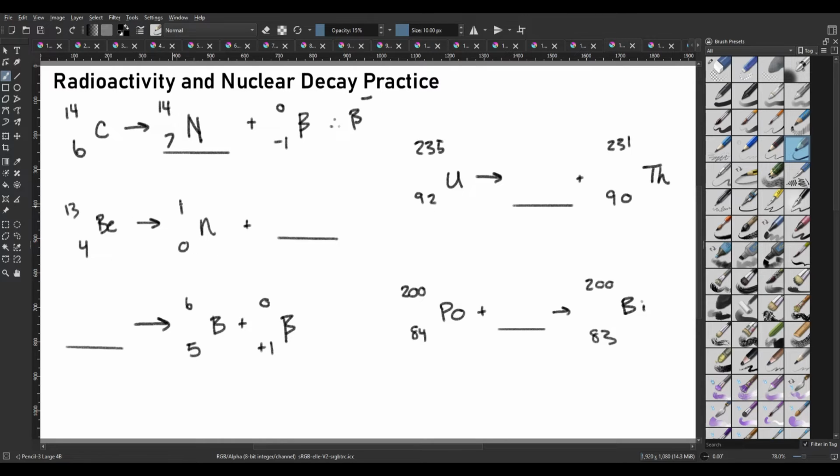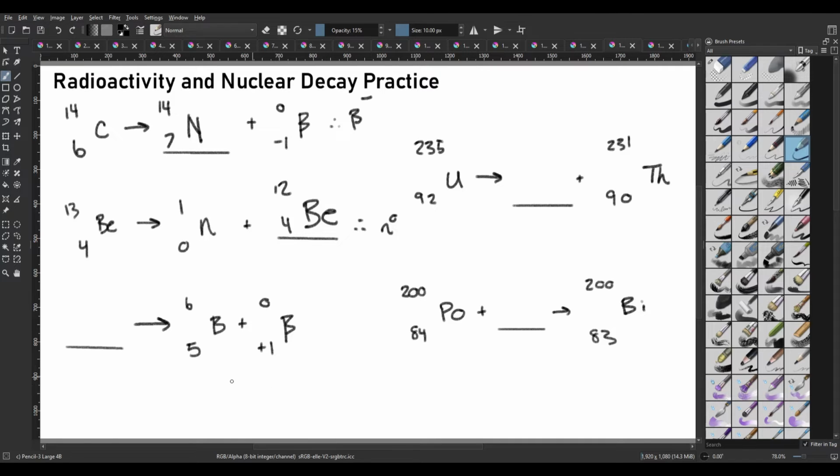Let's move on to this one. Let's balance it the same way like we did up here. So it's going to be 13. So we have 1 over here. We have to put a 12 to balance that. And then we have a 4 and a 0. So this has to be 4. Element number 4 is beryllium, and this is going to be a neutron emission.